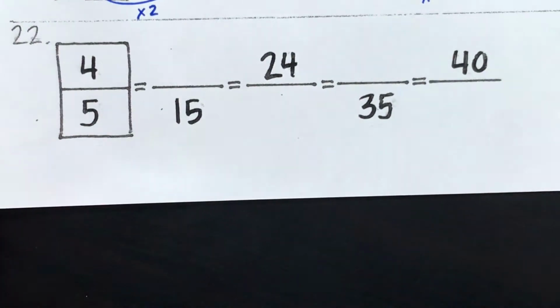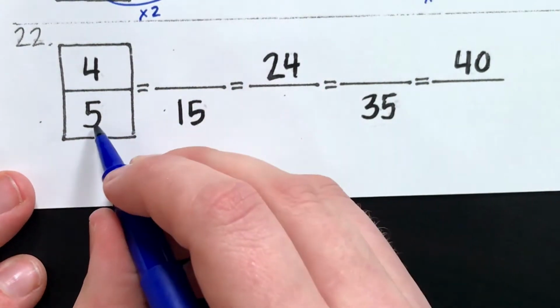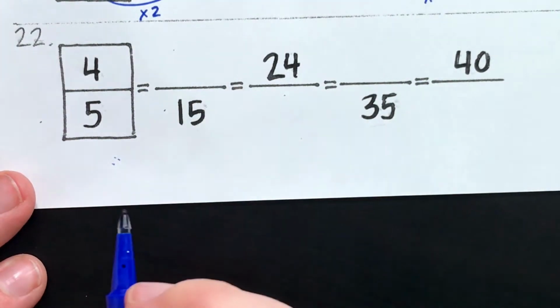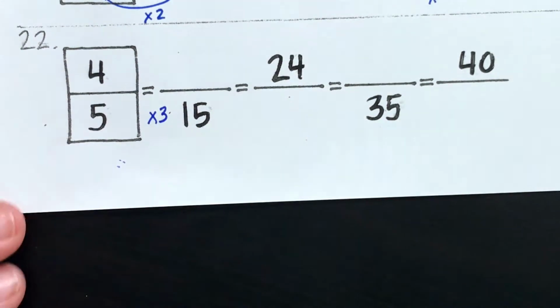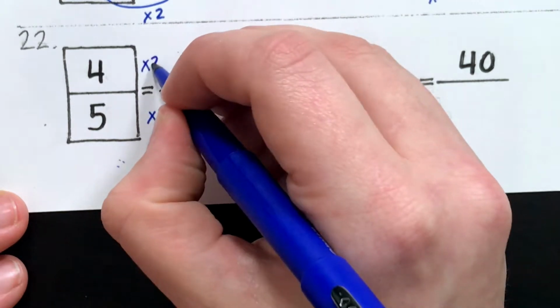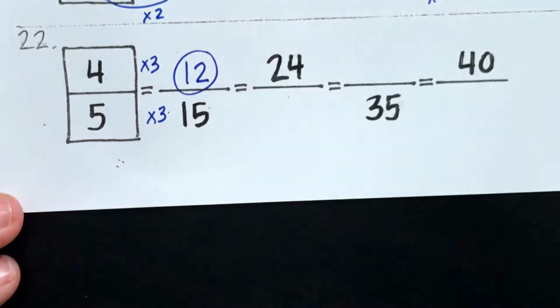All right, so our base fraction is 4/5. Our connection between 5 and 15, 3. 5 times 3 gives me 15, so let's do the same thing on the top. 4 times 3 is 12. 12 is our first mystery number.